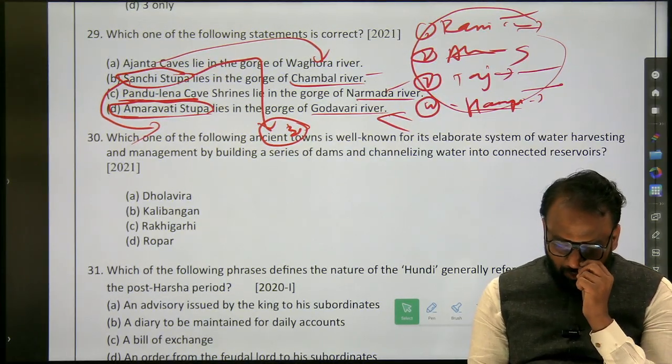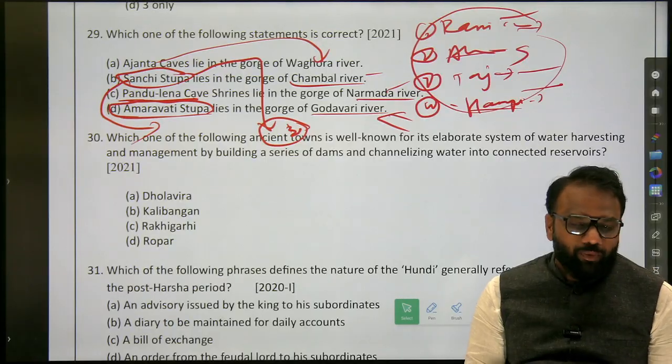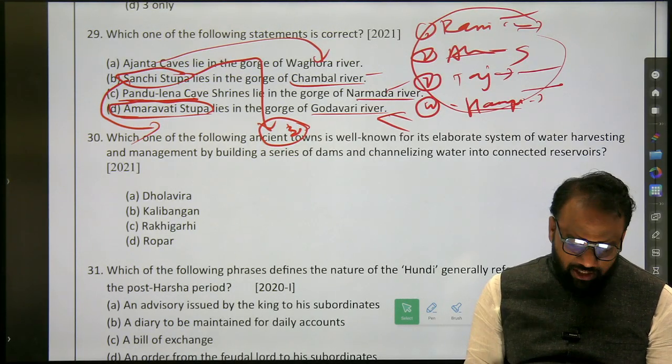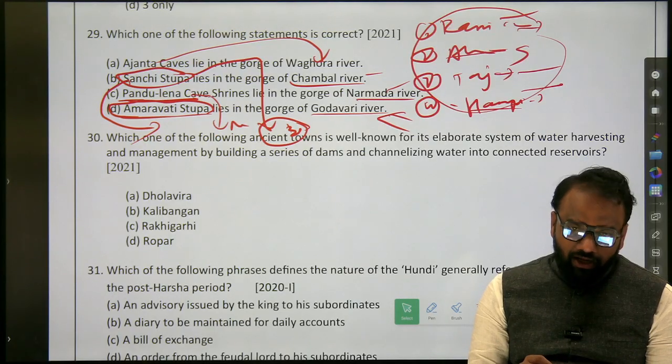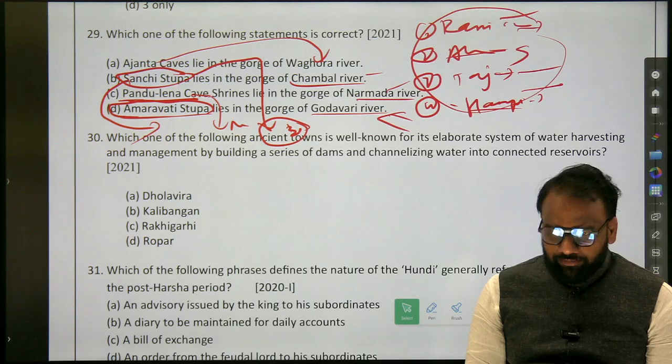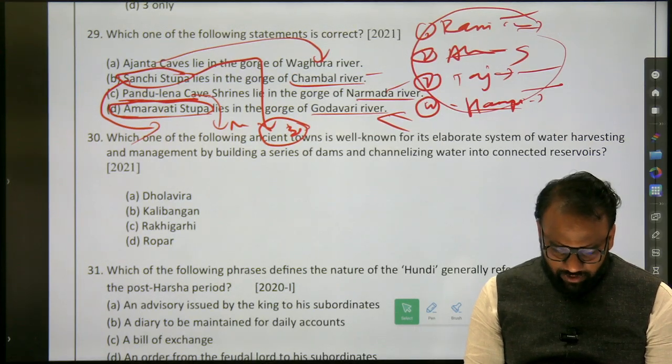Yes, Godavari. Okay, just note it. So Pandulena Cave, which state? Pandulena Cave state, Maharashtra. So just note it. Pandulena Cave, Maharashtra, and the associated river is Godavari. Next, for Amravati Stupa, Narmada, there is a Narmada.